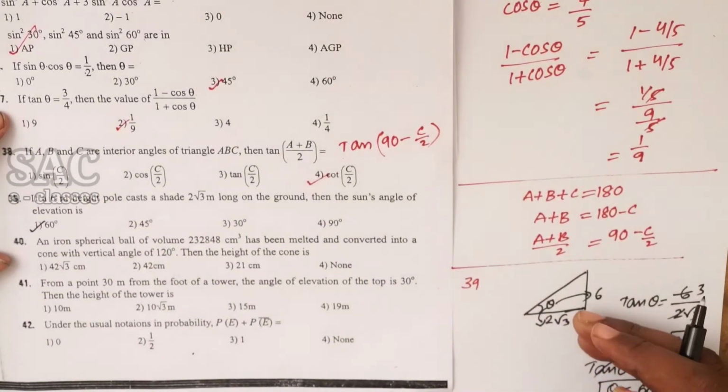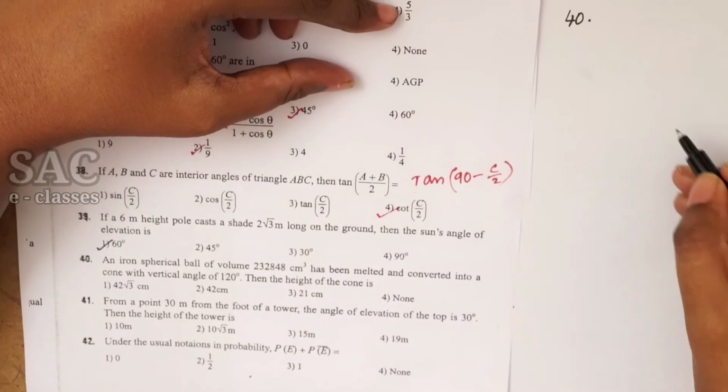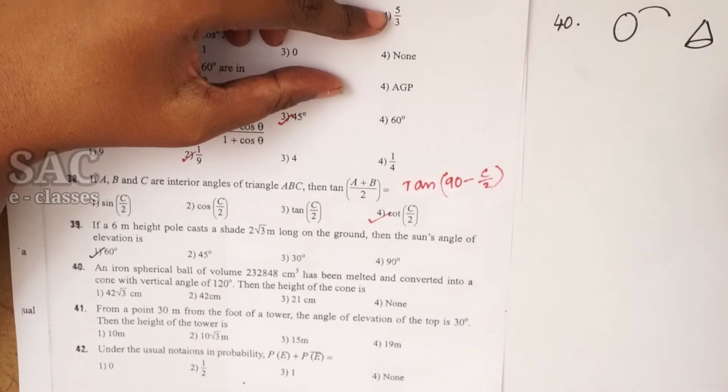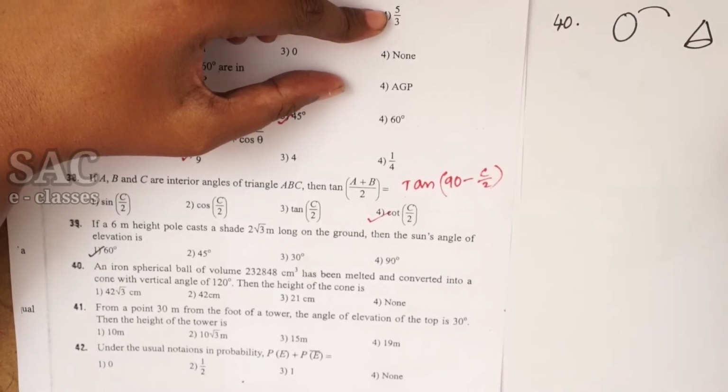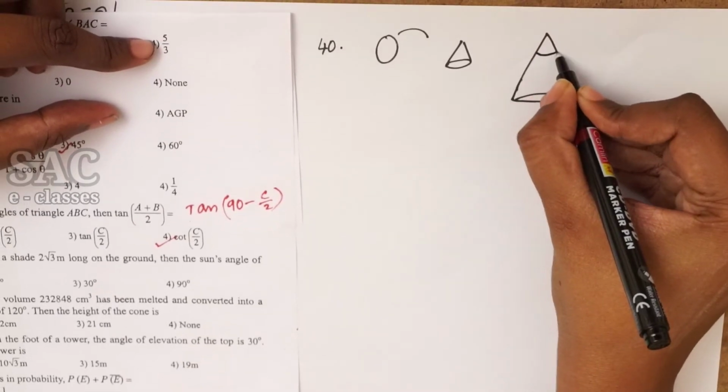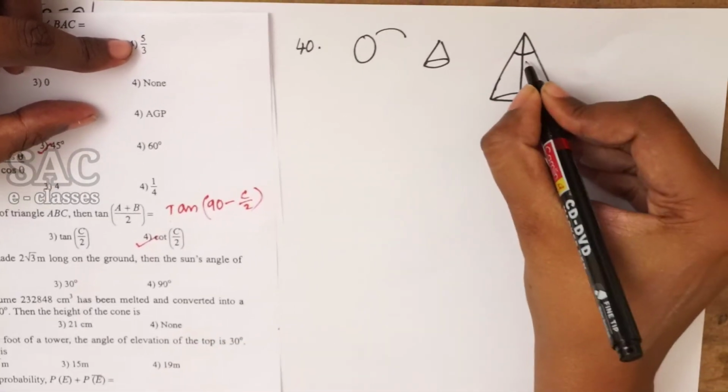Look at the problem number 40. An iron spherical ball was converted into a cone. This particular cone makes a 120 degrees vertical angle, nothing but it is 60.